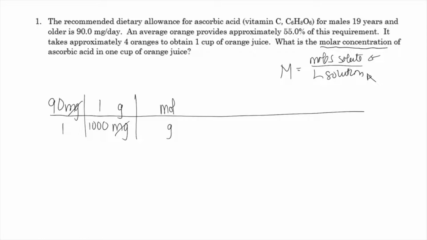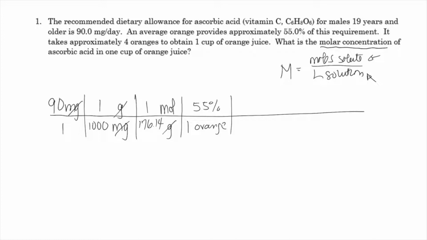So the molar mass is 176.14 grams in 1 mole. So this would be the amount of moles of ascorbic acid or vitamin C required each day. So now let's figure out, for 1 cup of orange juice, what the molar concentration is. So 1 mole, or 90 milligrams, 55% of that is provided by 1 orange. So I'm basically multiplying the mole times 55%, or the 90 milligrams times 55%.